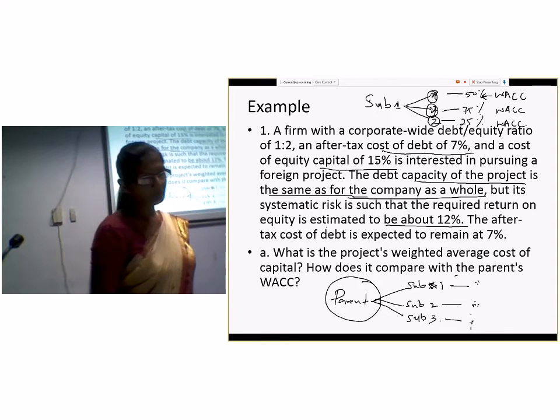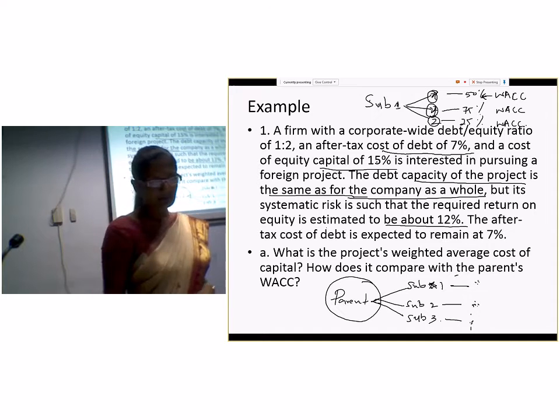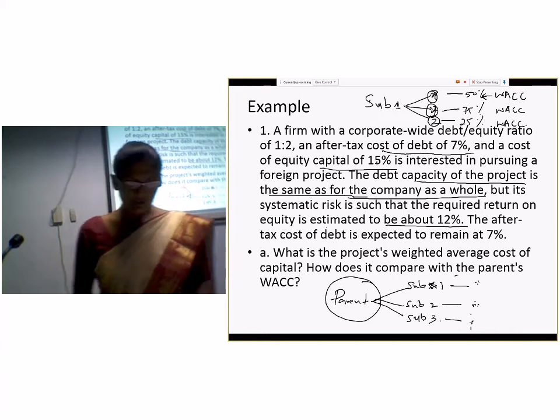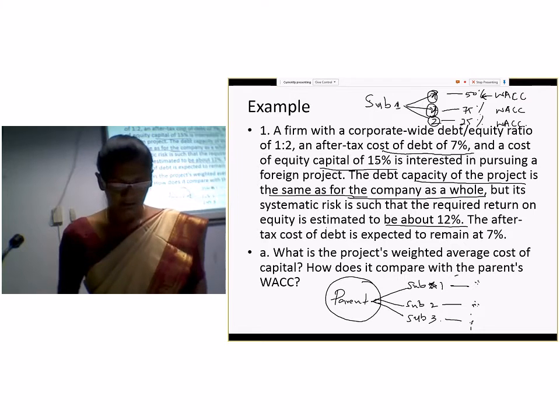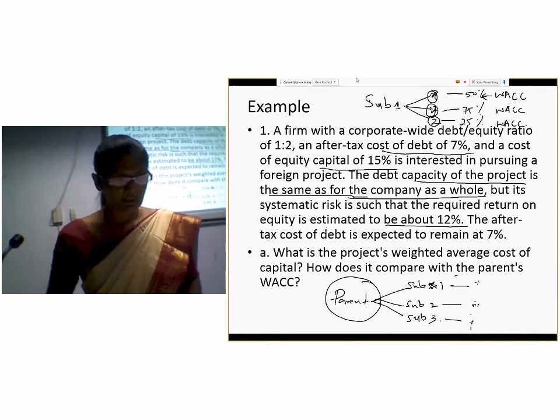So before you do the example, you have to analyze the given figures, right? So shall we do the calculation now? Question number one, what is the project's weighted average cost of capital? How does it compare with the parent's WACC?